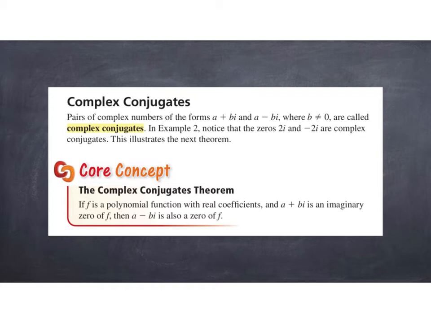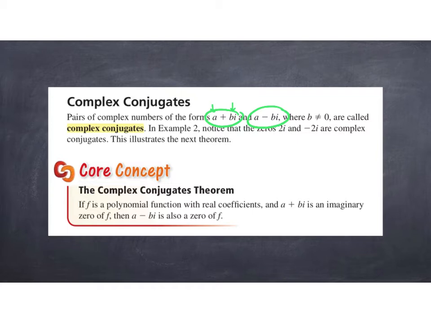Alright, so we have pairs of complex numbers in the forms of a plus bi and a minus bi, where b is not 0, and i is our imaginary number, and these are called complex conjugates. So if we have a whole number plus the imaginary and minus the imaginary, these are complex conjugates. So it's really just the imaginary part, the positive and the negative, that make them conjugates.